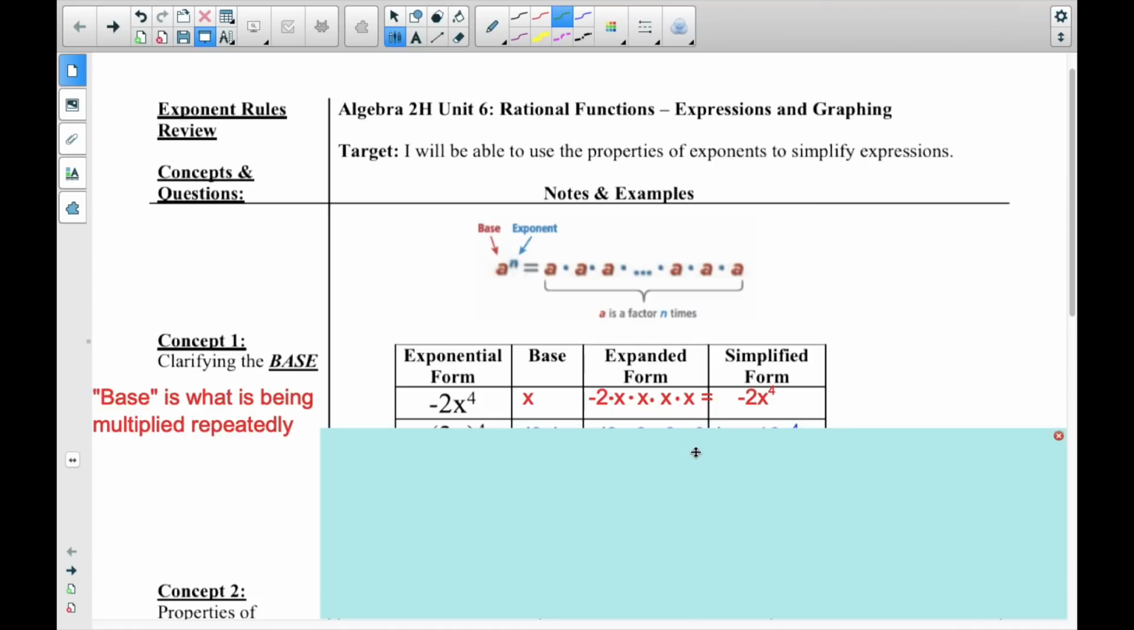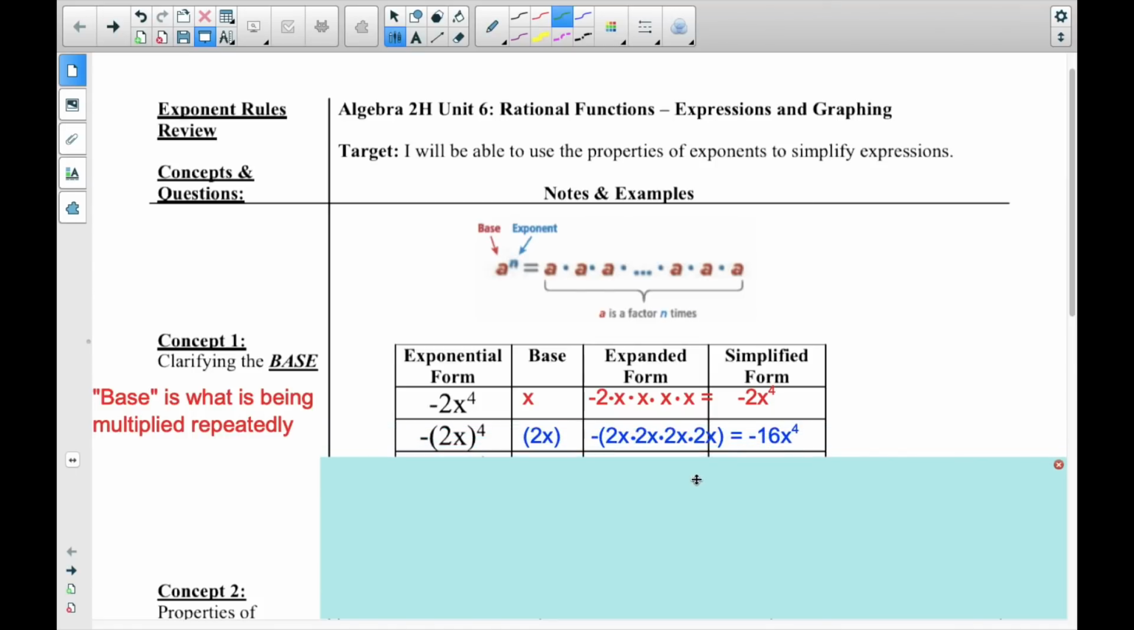Now, if we rewrite it so that we have parentheses, in this case, our base is 2x. And so 2x is what's getting multiplied over and over and over. But again, notice the negative is not part of that. So the negative is going to be outside, and then we have 2x times 2x times 2x times 2x. Well, 2 times 2 is 4, times 2 is 8, times 2 is 16. So multiply all those 2's together and you get a 16. You still have the negative, so you need that negative there. And then, of course, it's x to the fourth.